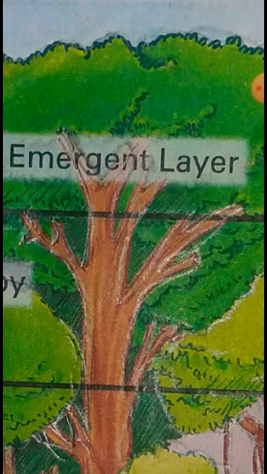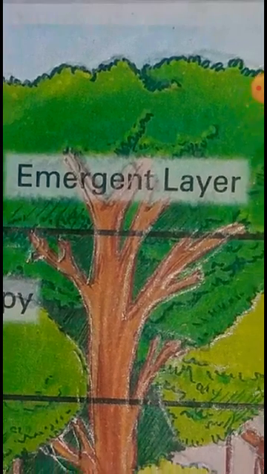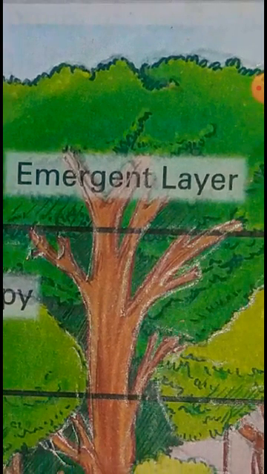The tallest trees make the emergent layer. This is the emergent layer. The trees in this layer receive a lot of sunlight and rain.